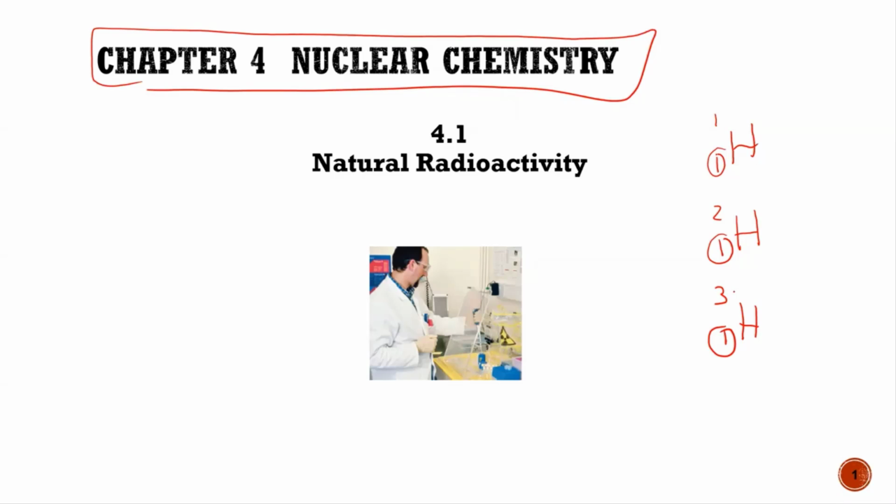The difference is their mass number, okay? The mass number is the number of protons plus the number of neutrons. So the reason they're different is they have a different number of neutrons. They're still the same element. Why? They all have the atomic number of 1, but they're isotopes because they have different mass numbers, because in the nucleus they have a different number of neutrons.